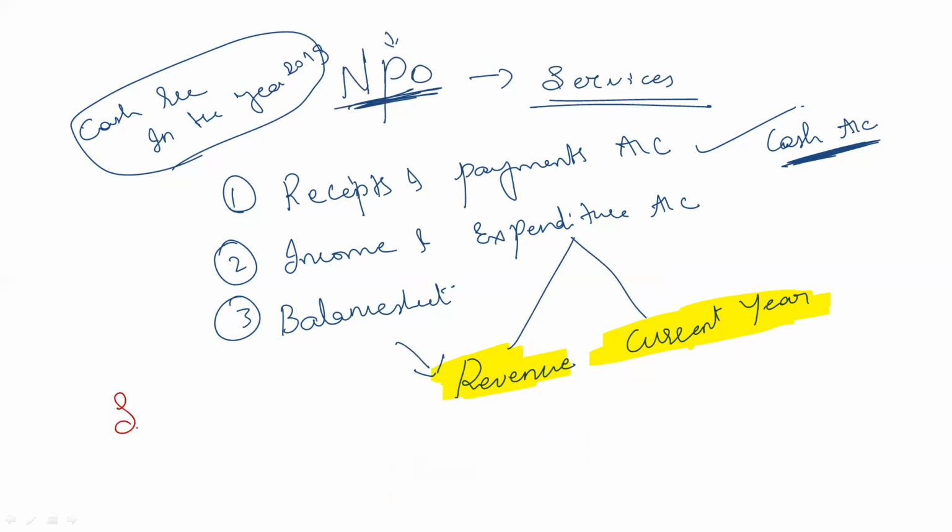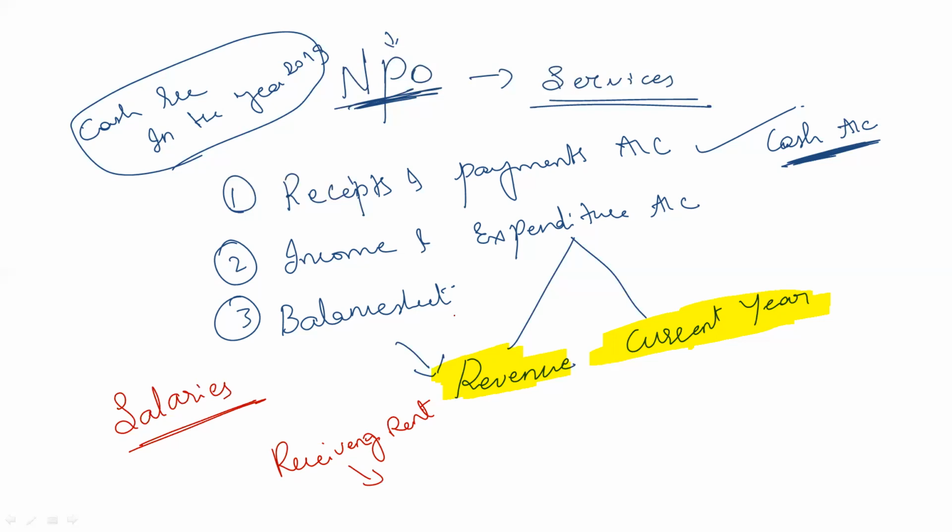For example, salaries is an expense. We need to pay salaries every month to the employees, so this becomes a revenue expenditure. Suppose we are receiving rent. We have given our home to somebody else on rental basis. We are the landlords. Then receiving rent will be the income, and every month we are receiving rent from the tenant, so it becomes a revenue income.